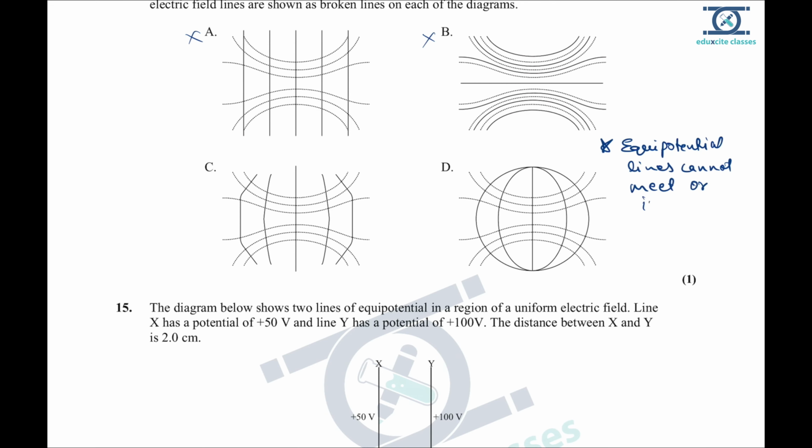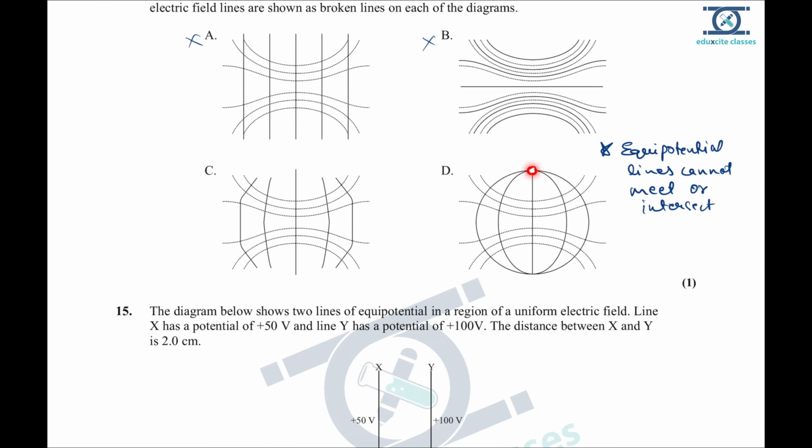Why? The reason being, if they intersect, it means at this point for all these lines the potential is the same, but that is not the case. So if you see here, it is 90° also and they are not meeting. So the best diagram is the option C.